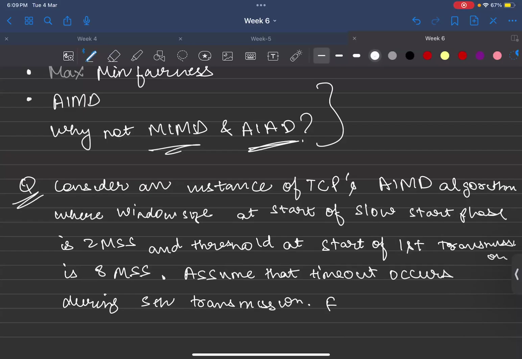Find congestion window size at the end of 10th transmission.